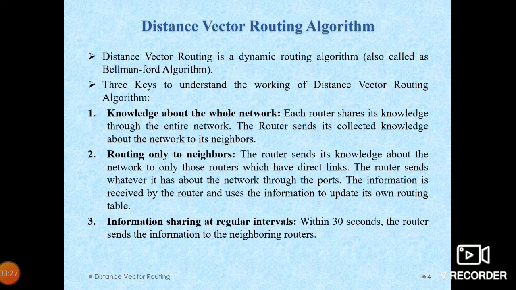Second is routing only to neighbors. The router sends its knowledge about the network only to those routers which have a direct link. Third is information sharing at regular intervals. For example, every 30 seconds the router will send the collected information to its neighboring routers.